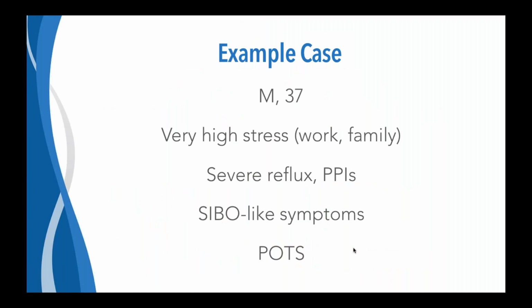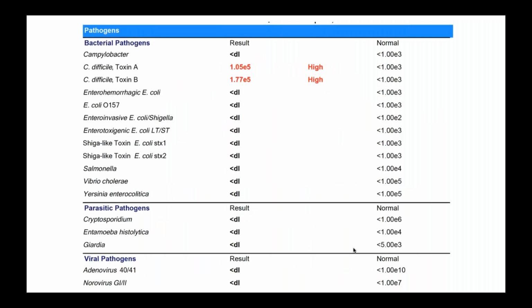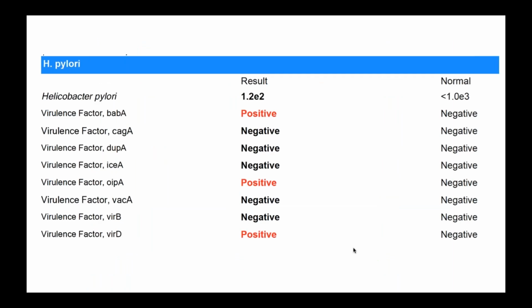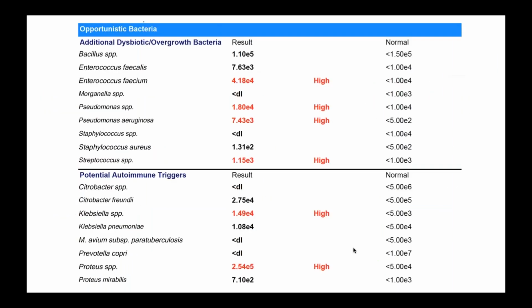Okay, so one more quick example here. This is a male, 37 years old, very high stress, severe reflux, PPIs, SIBO-like symptoms, etc. This patient has the presence of C. diff at fairly high levels in terms of the genes encoding the toxins, and is positive for H. pylori, with a number of different opportunistic microbes present, including the ones typically indicative of low stomach acid and reduced digestion. We can see Enterococcus is present, Streptococcus is present, Pseudomonas that we just talked about is present, and a few others as well, including Klebsiella, which we're going to talk more about. So that's one I want to highlight here.